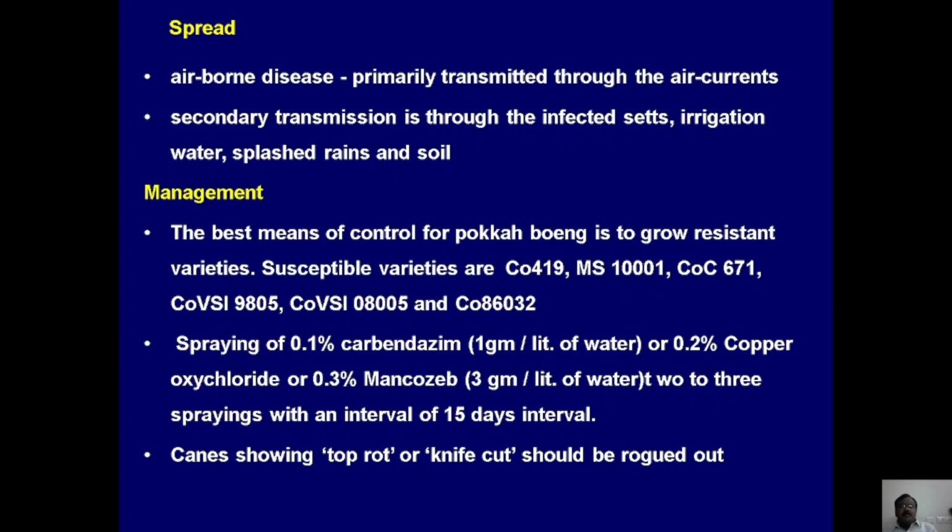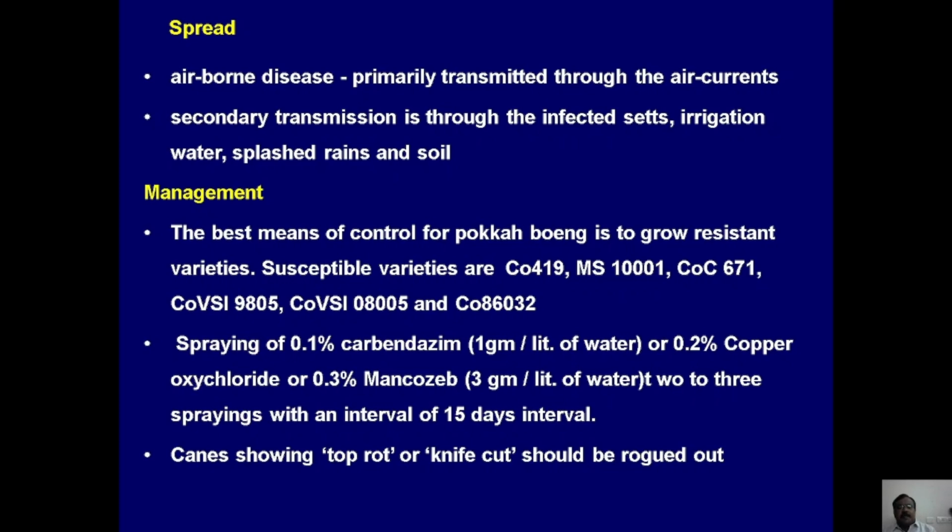The best means of controlling this Pokkah Boeng disease is growing resistant varieties. Avoid susceptible varieties such as Co 419, MS 10001 and COC 671. Likewise, you should avoid the varieties which are reported as susceptible to this disease. And then spraying of 0.1% carbendazim, or 0.2% copper oxychloride, or 0.3% mancozeb.